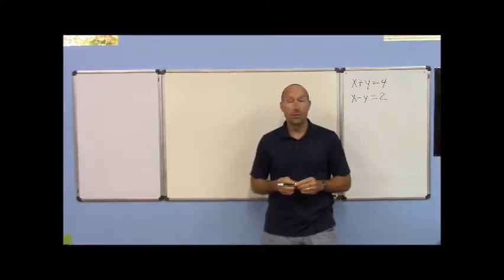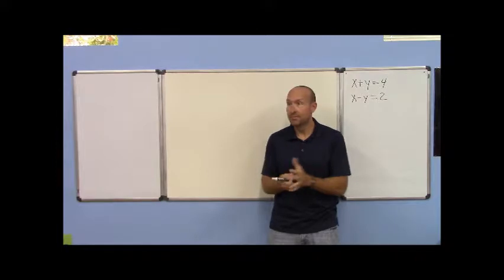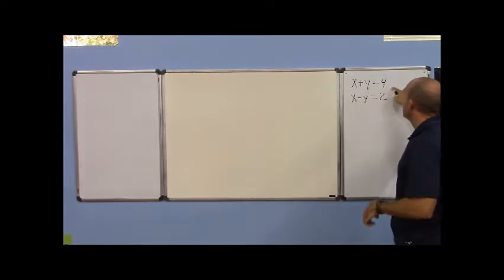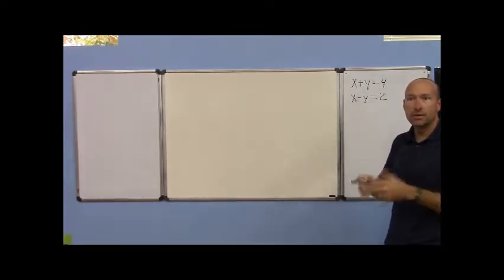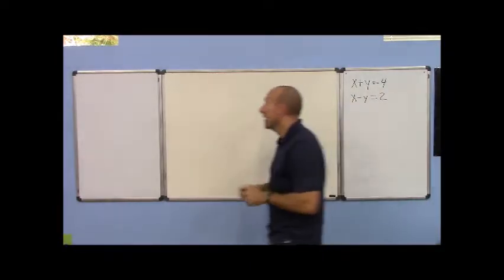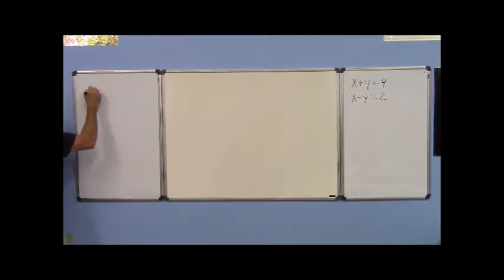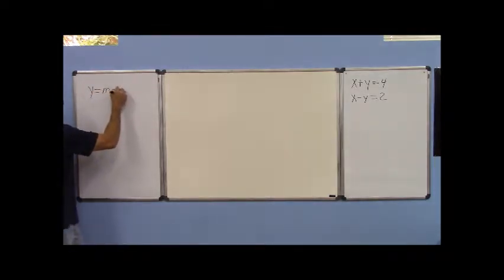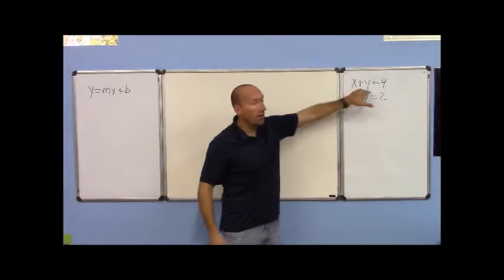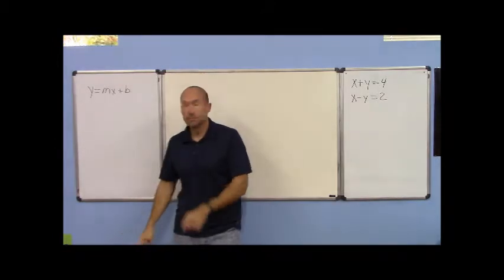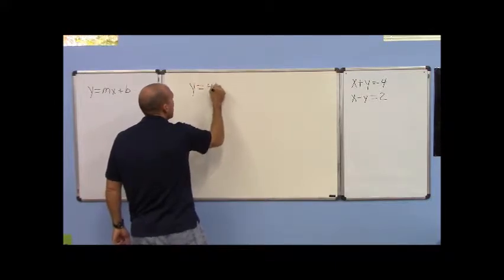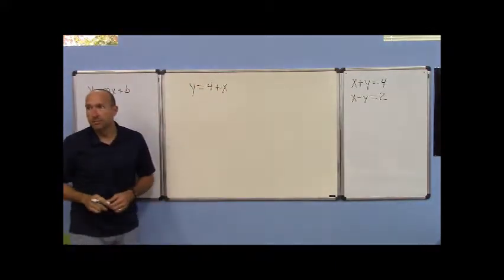What is a slope-intercept form? Do you know? Let's say we have this equation here. How would we move them around to put it in slope-intercept form? Yes, very good. So slope-intercept form is y equals mx plus b. Okay? So all we're doing is we're putting y all by itself on one side of the equal sign. So we will take this one and we will take y equals 4 plus x. Okay? Is that correct?